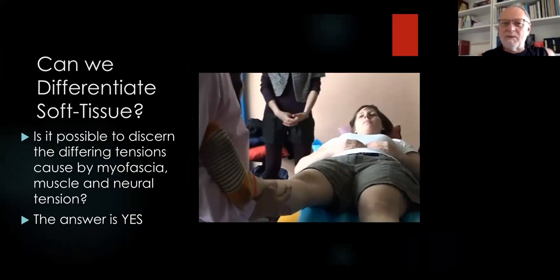So, can we differentiate soft tissue? Is it possible to discern differing tensions caused by myofascia, muscle, and neural tension? And I believe the answer is yes. And to that end, this is how I instruct you.